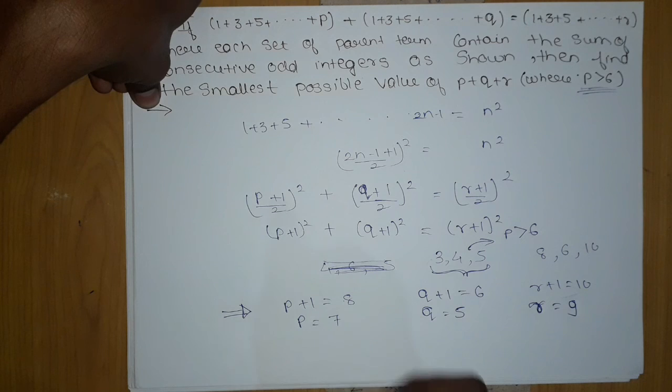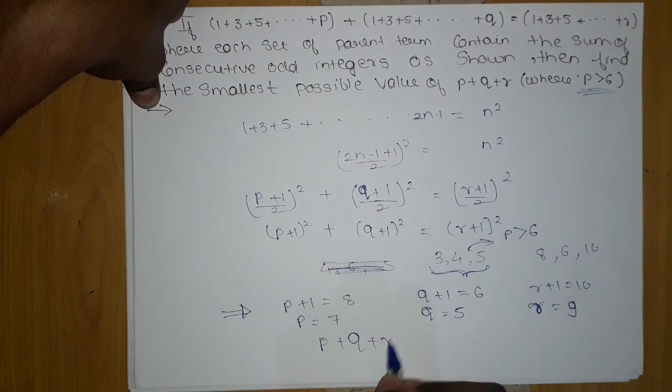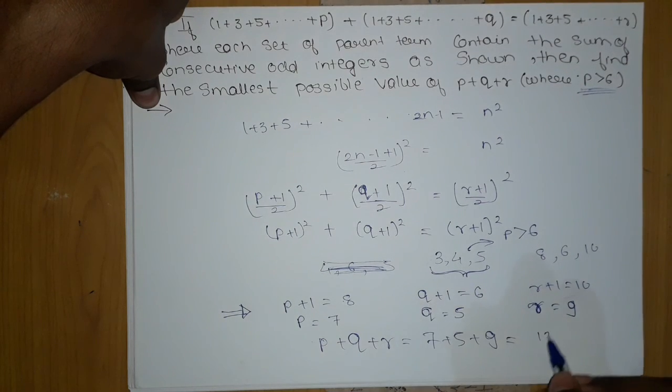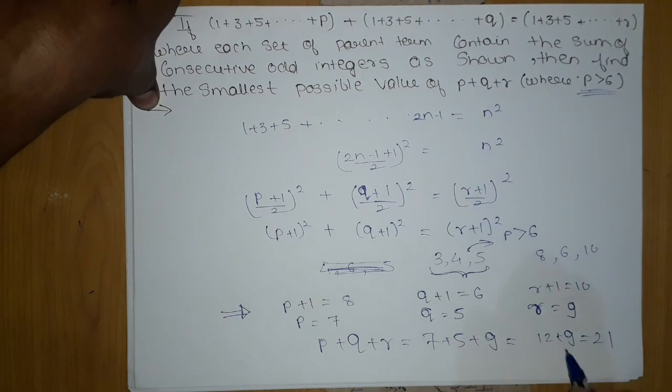Now we have the P, Q, R values. Let's put the values and check P plus Q plus R. It is nothing but 7 plus 5 plus 9, which is 12 plus 9, which gives 21. So this is our answer.